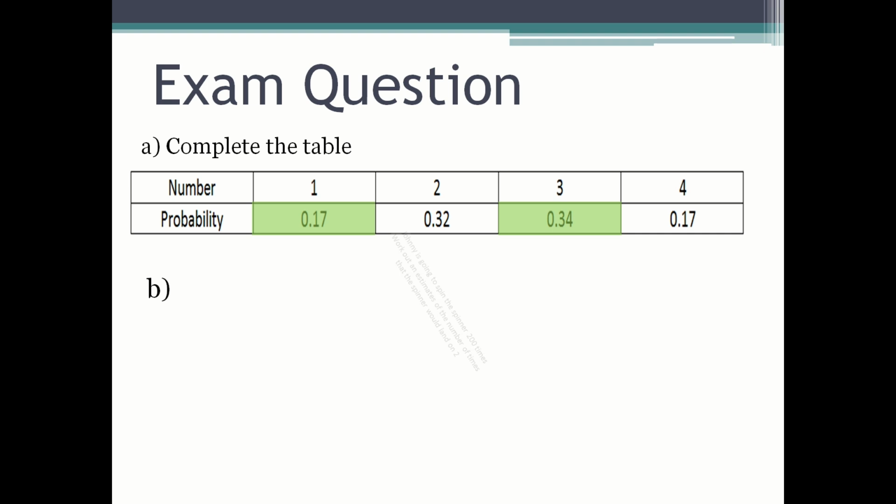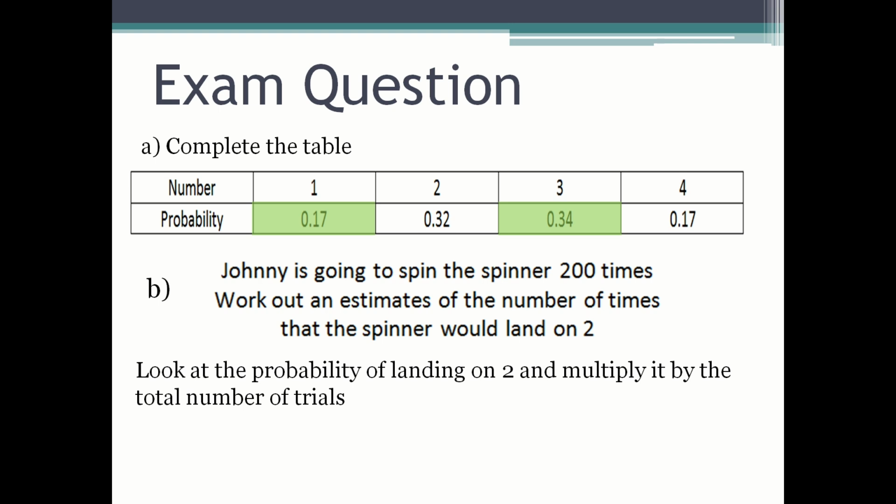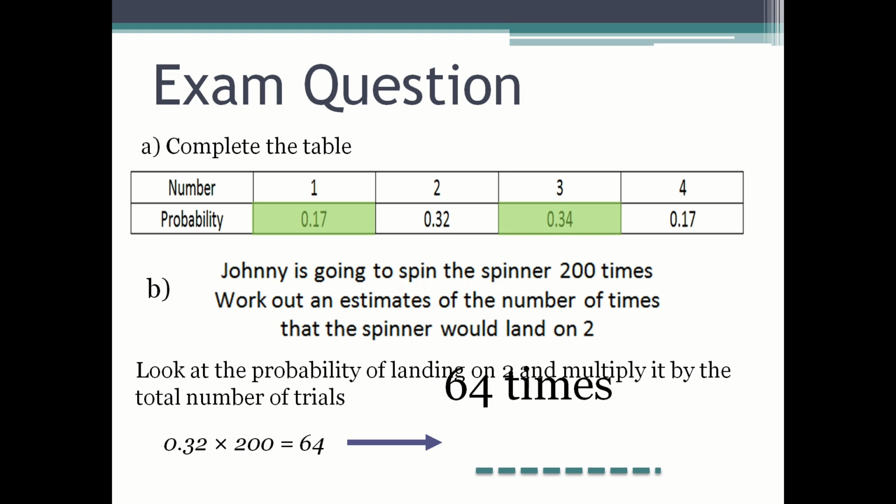So part B is Johnny is going to spin the spinner 200 times. Work out an estimate for the number of times that the spinner will land on 2. And obviously we'll do the same thing as we did in the example question. We look at the probability of landing on 2 and multiply that by the total number of trials, which is 200. So 0.32 times 200 is 64. So the answer is 64 times.